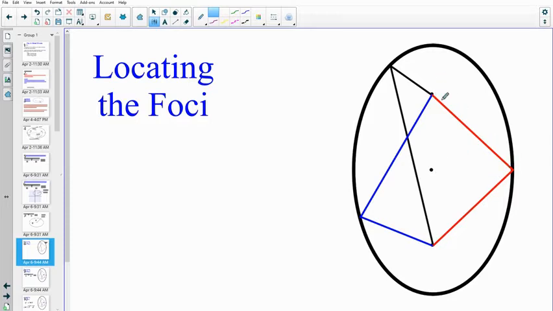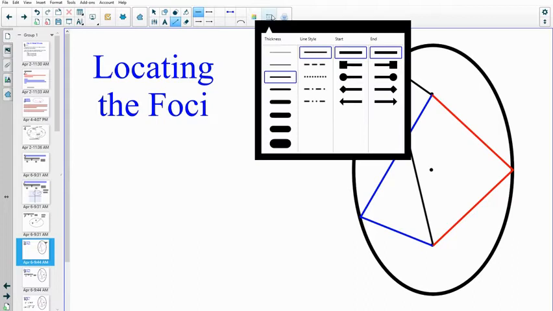So this red path, I've got a blue path, I've got a black path. All three of these paths are the same distance if these two points are foci. So if I measure this length and then that length, that is my focal constant. That would be the same as these two, or the sum of these two.